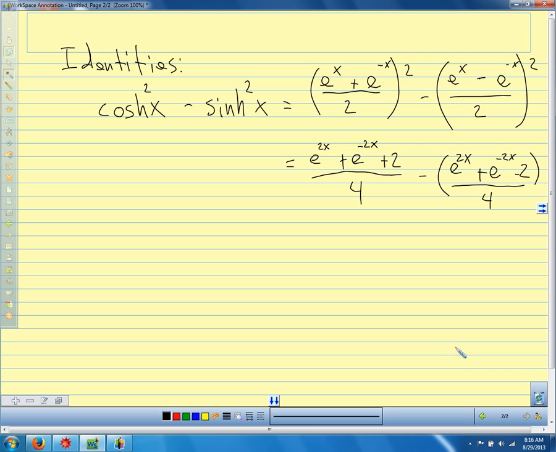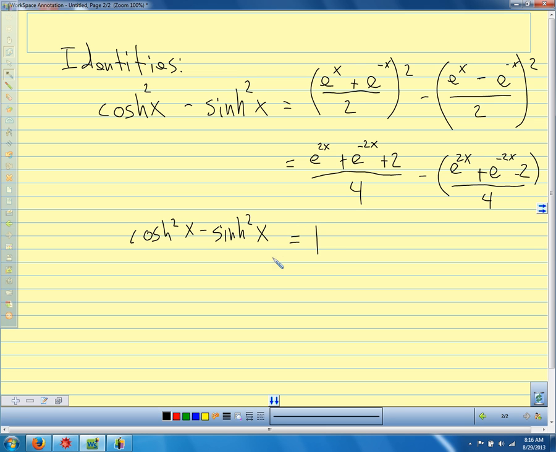Over 4. And lo and behold, what happens? Not 0. 1. Because we have a 2 minus a negative 2, and we're dividing by 4. So this equals 1. So cosh squared x minus sinh squared x equals 1. So we have this nice identity, very similar to our Pythagorean identity for our normal sine and cosine.